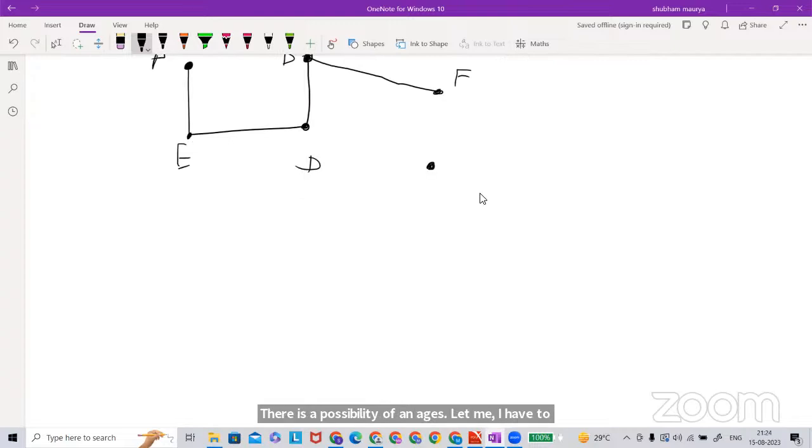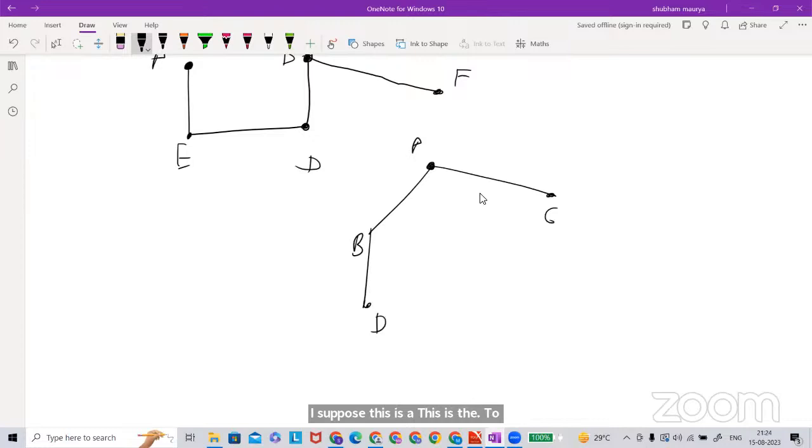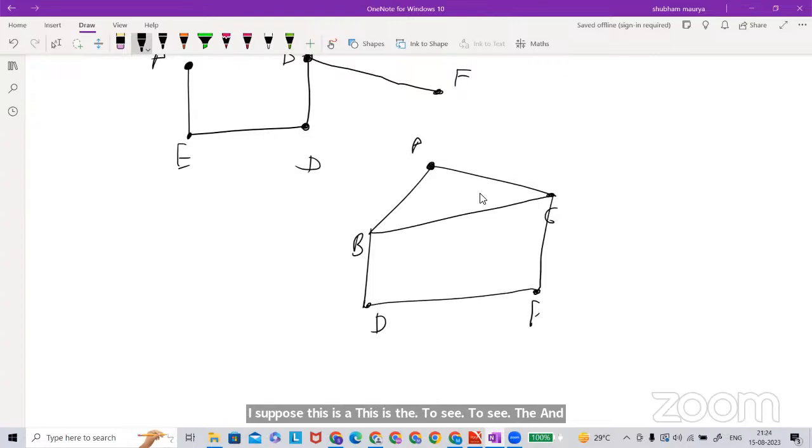Suppose this is A, this is B, this is C, this is D. We have E, then this one, and this one. Suppose this is the graph we have, okay? This is the graph we have, and we started DFS on this one.